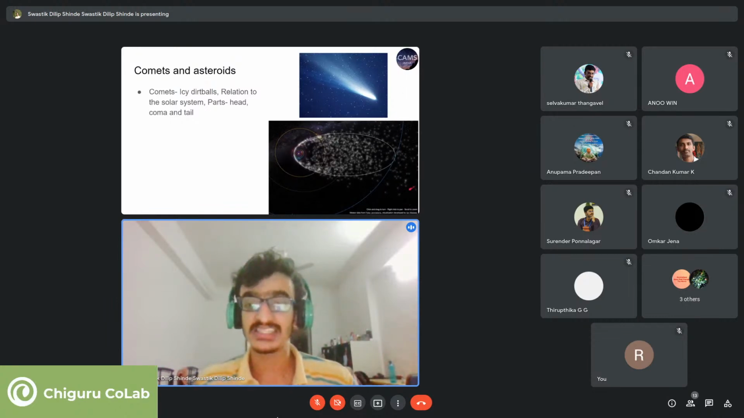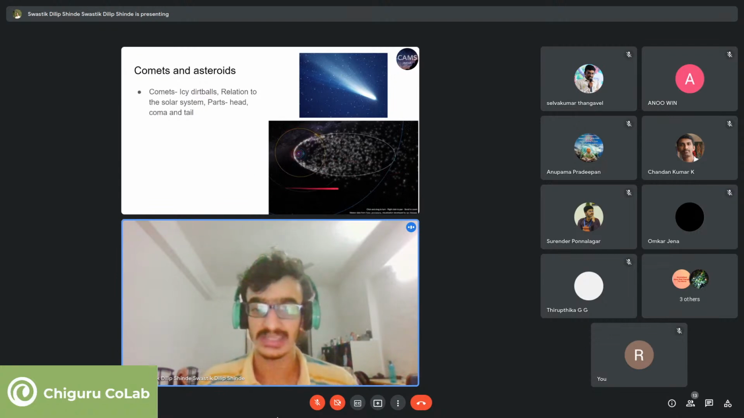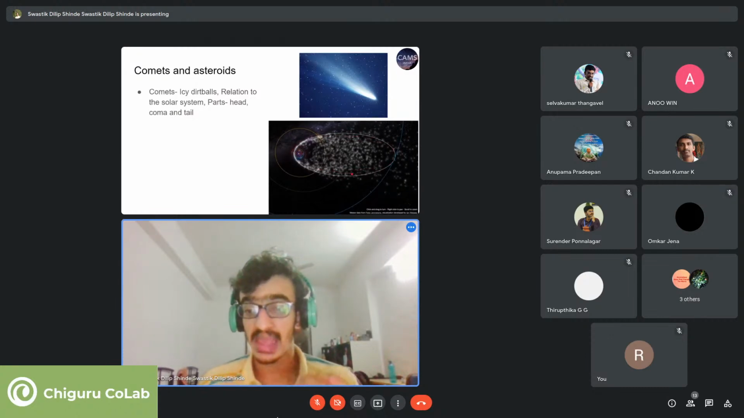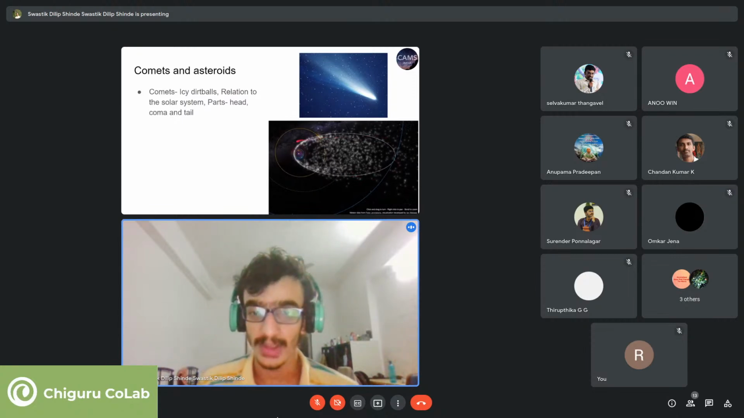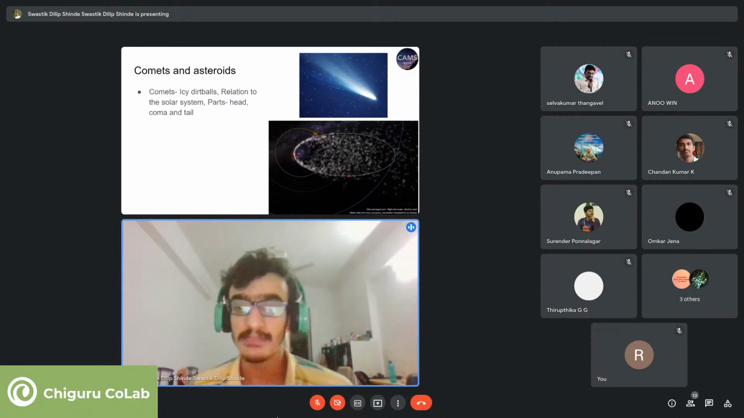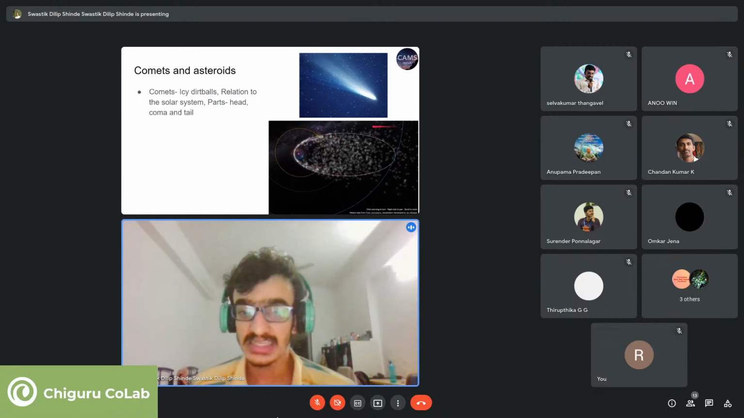Okay, so now in this animation you can see this white line, right? This white orbit is the orbit of a comet. As the comet is moving, it is shedding particles behind, and these small white dots you can see are particles.